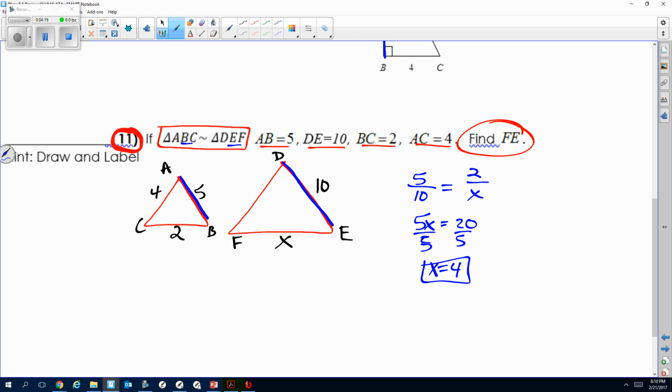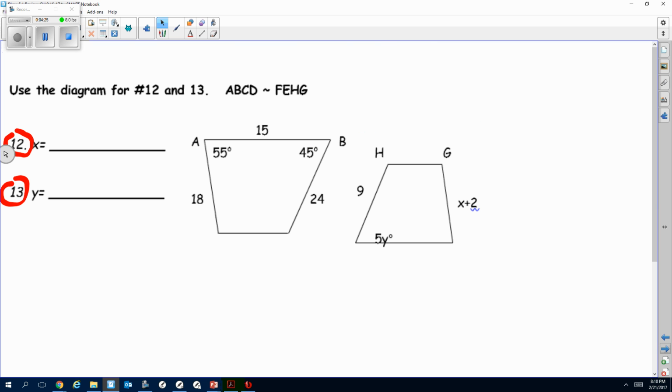So you will need to draw a picture, label, and find your corresponding parts, and draw a picture if there's not one given to you. And then 12, let's talk about this. There's a couple things missing, so I need you to fix your drawing, because this trapezoid right here is A, B, this should be C, D, and I probably should have done that in black since the other one's black.